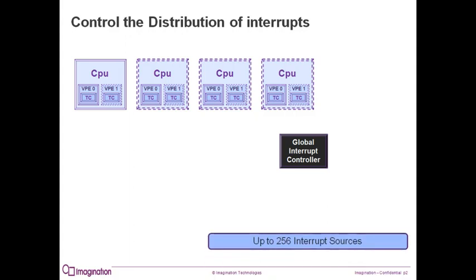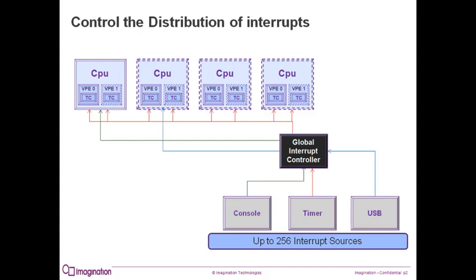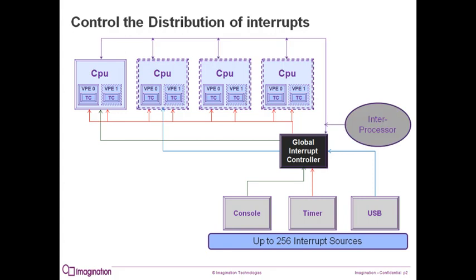Your system can have up to 256 external interrupt sources. The GIC distributes interrupt sources between the available processor elements in the system. You can configure it to connect any interrupt source to any interrupt input, which can be an interrupt pin, an NMI pin, or a yield qualifier pin on an MT core. It allows any processor element to interrupt any other processor element.